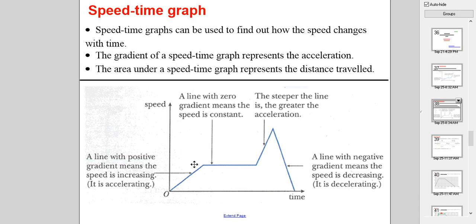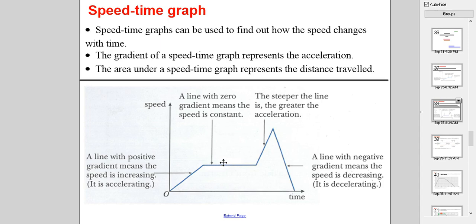Similarly, in the velocity-time graph or speed-time graph, the gradient will give you the acceleration. And when your speed or velocity is a horizontal line, it means the gradient is 0 and the speed is constant. There is no acceleration; acceleration is 0 here. And here acceleration is steeper. So the important thing to remember is that the area under the curve will give you distance, the gradient will give you acceleration, and a horizontal line will give you 0 acceleration, right?